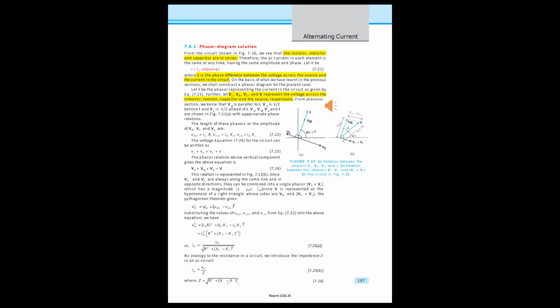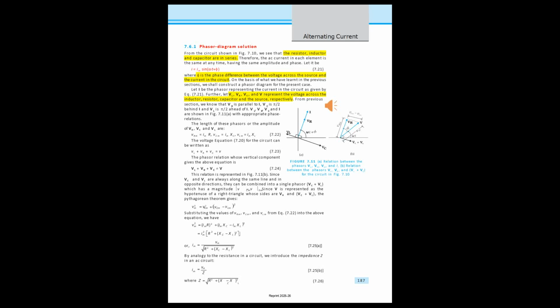The length of these phasors, or the amplitudes of VR, VC and VL, are given by the equations VRm equal to Im R, VCm equal to Im Xc and VLm equal to Im XL, where R is the resistance, Xc is the capacitive reactance and XL is the inductive reactance.